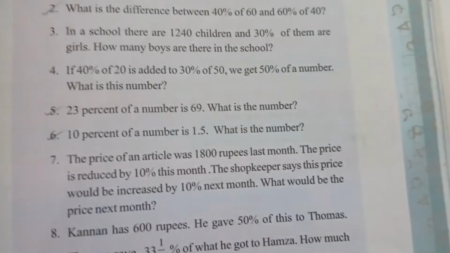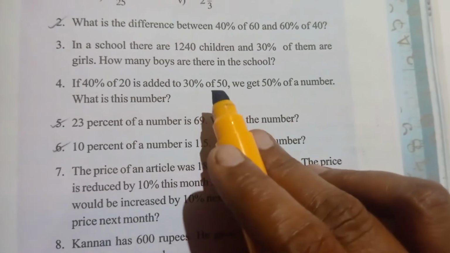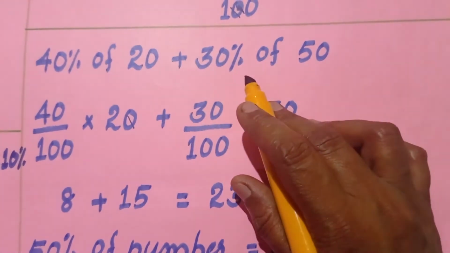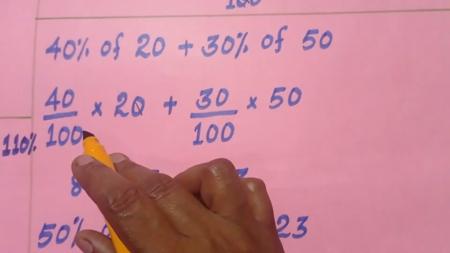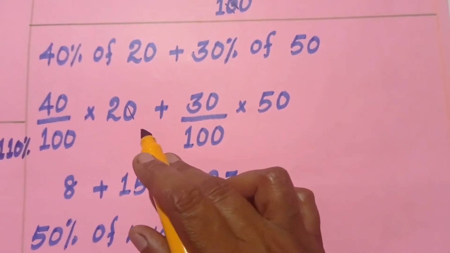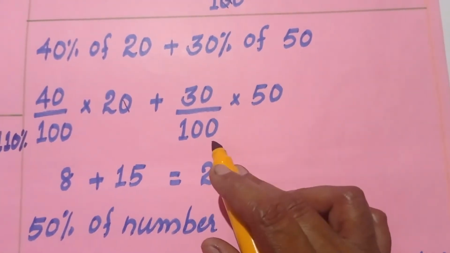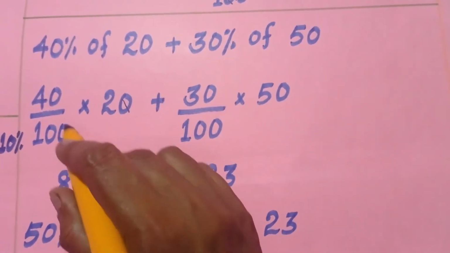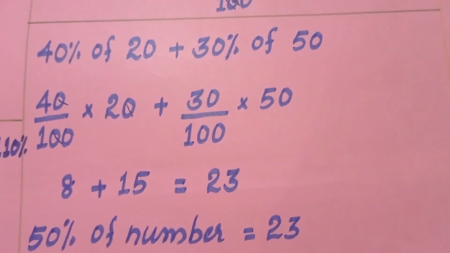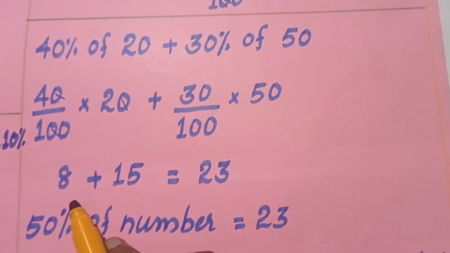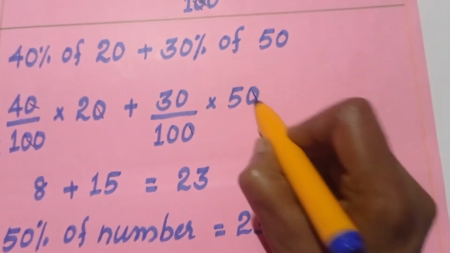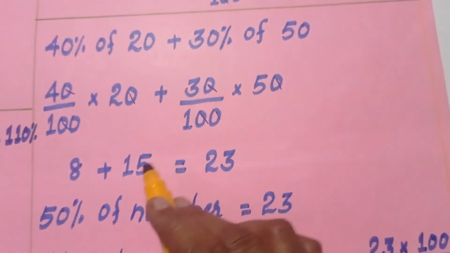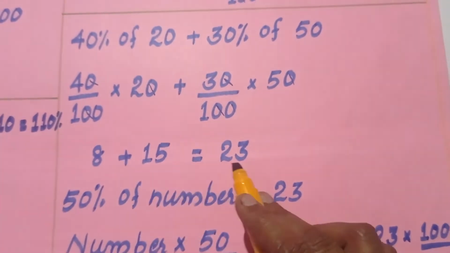Fourth question. If 40% of 20 is added to 30% of 50, we get 50% of a number. What is this number? Then 40% of 20 plus 30% of 50. 40% is 40 by 100 into 20, plus 30% is 30 by 100 into 50. Then cut the tens. Then 4 into 2, 8. Then 3 into 5, 15. Then 8 plus 15, 23.